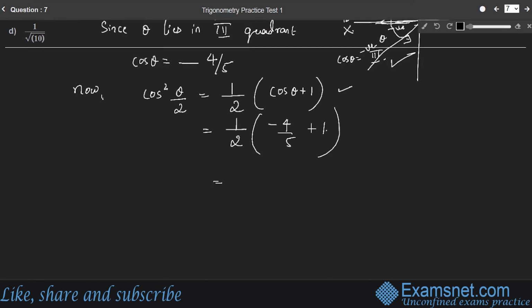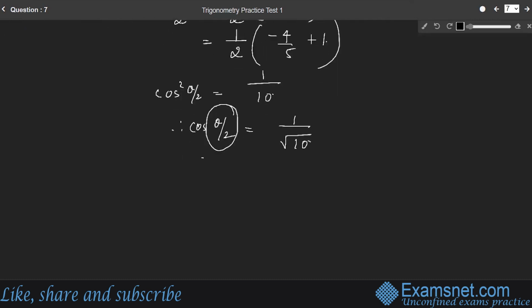So it becomes 1 by 10, which is cos square theta by 2. Therefore, cos theta by 2 is root of 1 by 10, which is 1 by root 10. Here theta by 2 lies in the second quadrant, not the third quadrant, right?